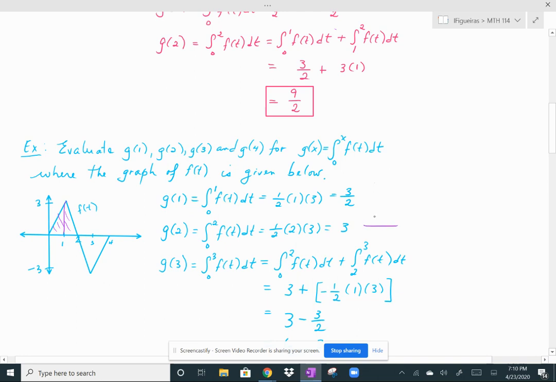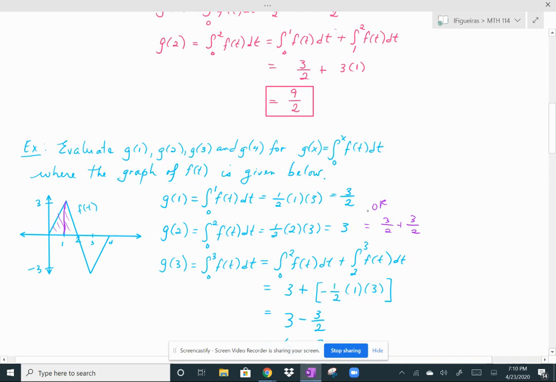So 1/2 base times height gives me a result of 3. You can also use symmetry to compute that. You can see that this triangle, if you split it in half, is the same on the left and on the right. So therefore, this is also equal to 3/2 or 1.5 plus 3/2. So it could have been done that way as well.